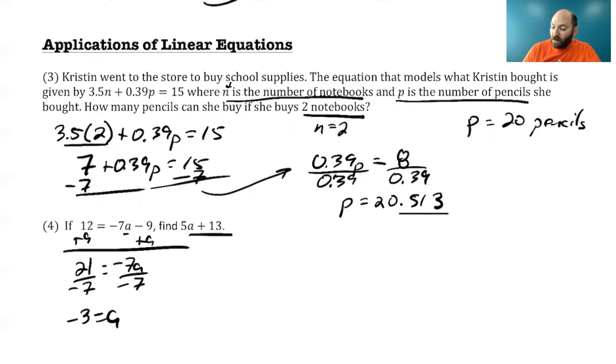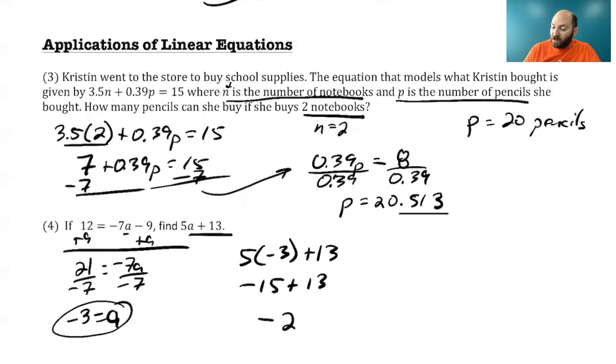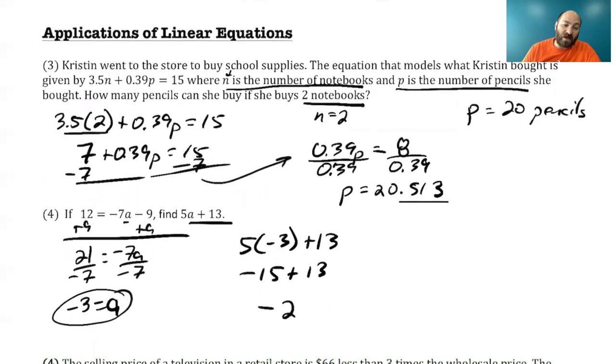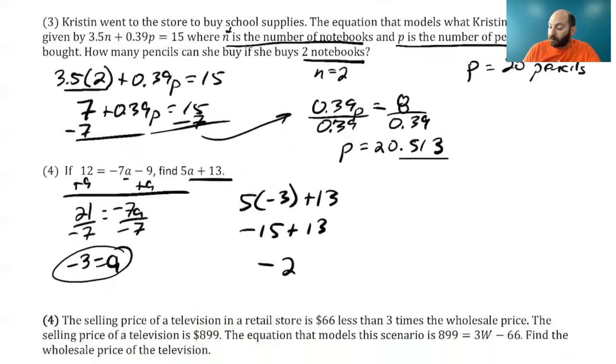Well, 5a plus 13 is a separate expression, but it still uses the same variable a. So I'm going to use the same number, negative 3 here. So 5 times negative 3 plus 13. So I got negative 15 plus 13, and I get an answer of negative 2. Okay, that's a nice little extension on that. It's just a 2-step process to make sure we understand that part.